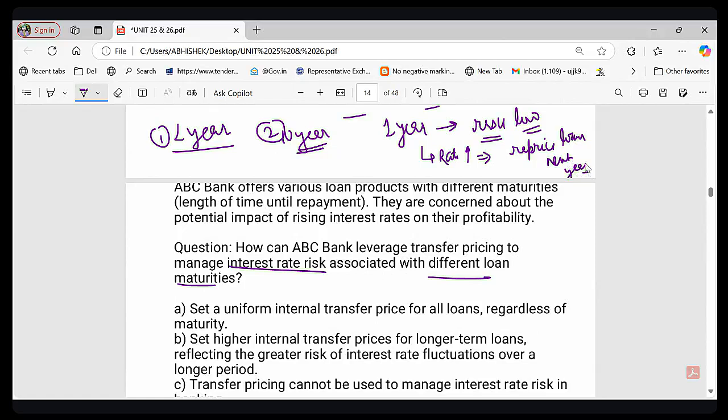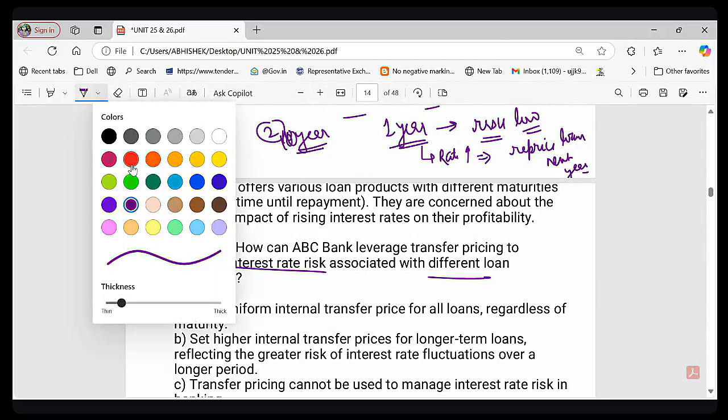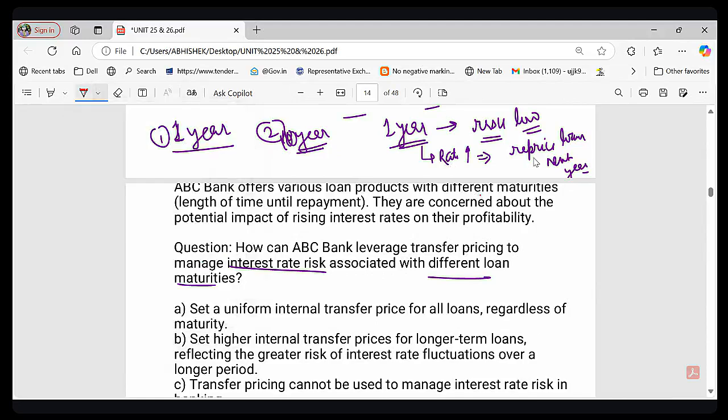Try to understand what I'm saying. You are offering, आप एक बैंक है, you are offering two loan. First loan have maturity of 1 year and second loan have maturity of 10 year. For the 1 year loan, risk is low because मान लीजिए रेट बढ़ जाएगा. Because you think from the perspective of interest rate risk. Suppose for 1 year loan, if the rate increases, right, you can reprice the loan next year.